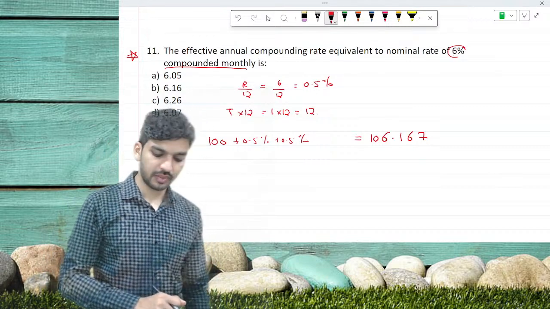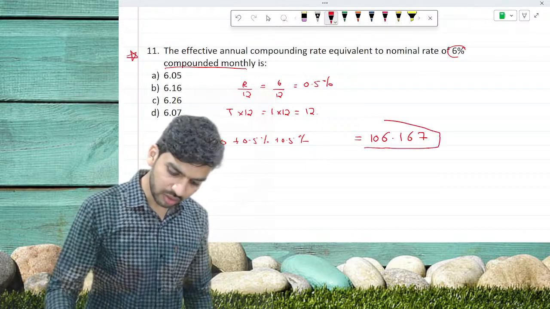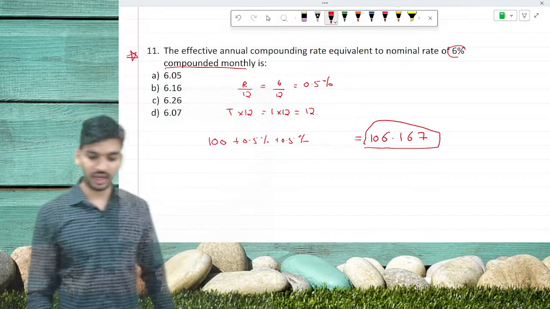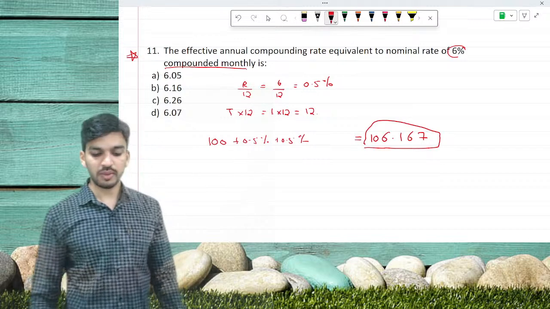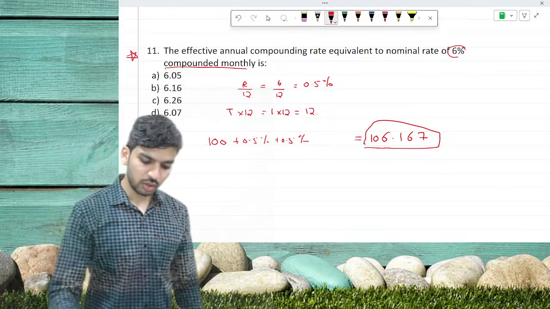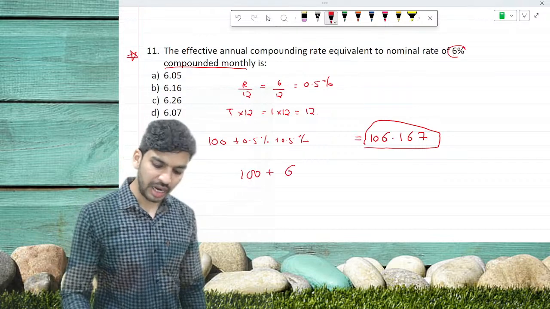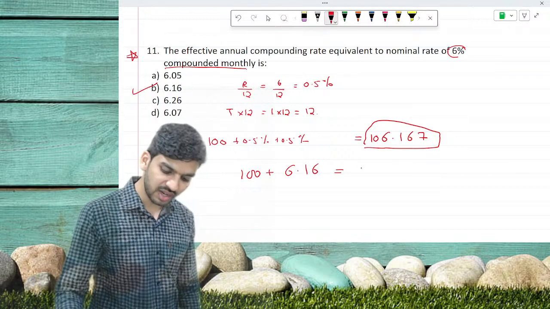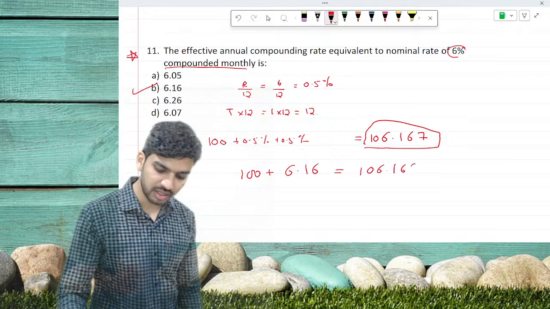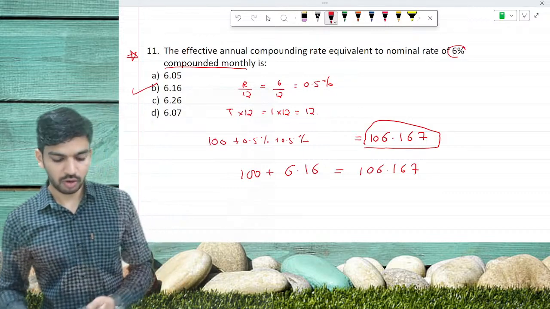Okay. So the answer comes out to be 106.167. They are asking what will be the equivalent rate. That means they are asking, in 100, what should we add? We should add 6.16%, that is option B, which will give 106.167%. Option B is correct. I hope all of you understood this point.